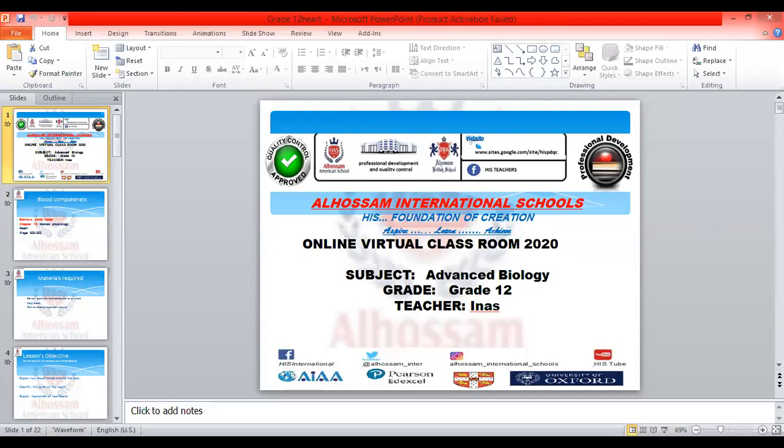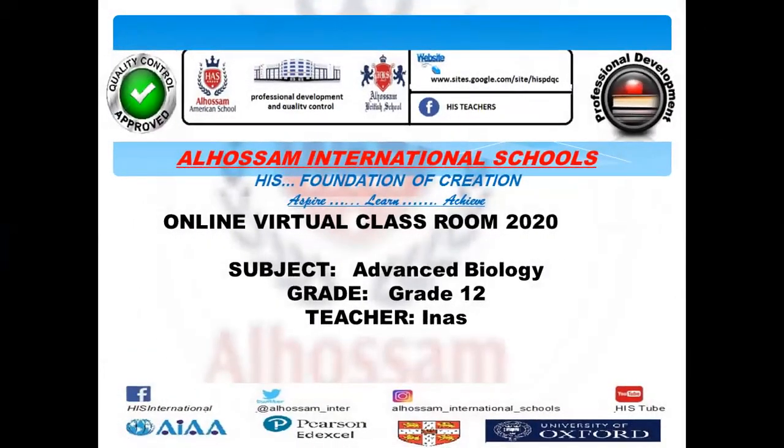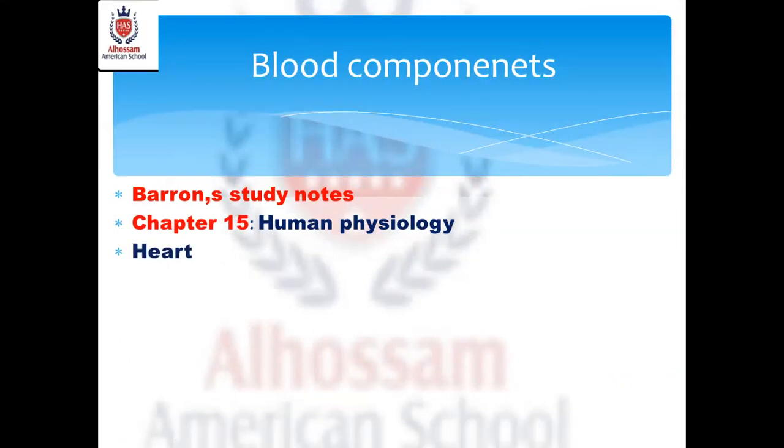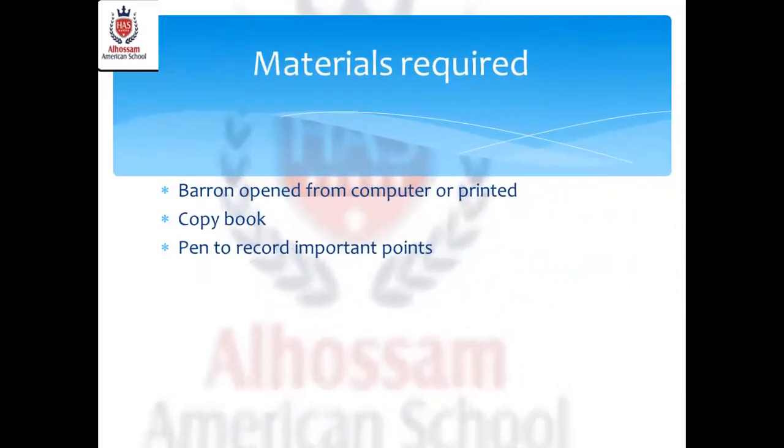Today, we are still talking about the circulatory system. As we have agreed before, we are going to use our parents' study notes. We will focus on chapter 15, human physiology. We are still talking about the circulatory system, and today we are going to focus on the heart from page 250 to 252. As usual, I need you to have your notes, a copybook, and a pen to record the important points we are going to talk about in this session.